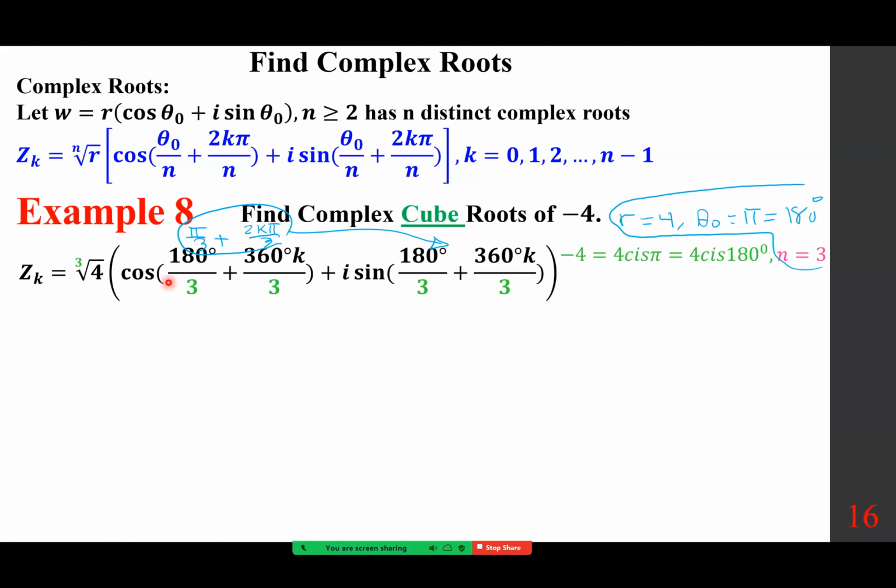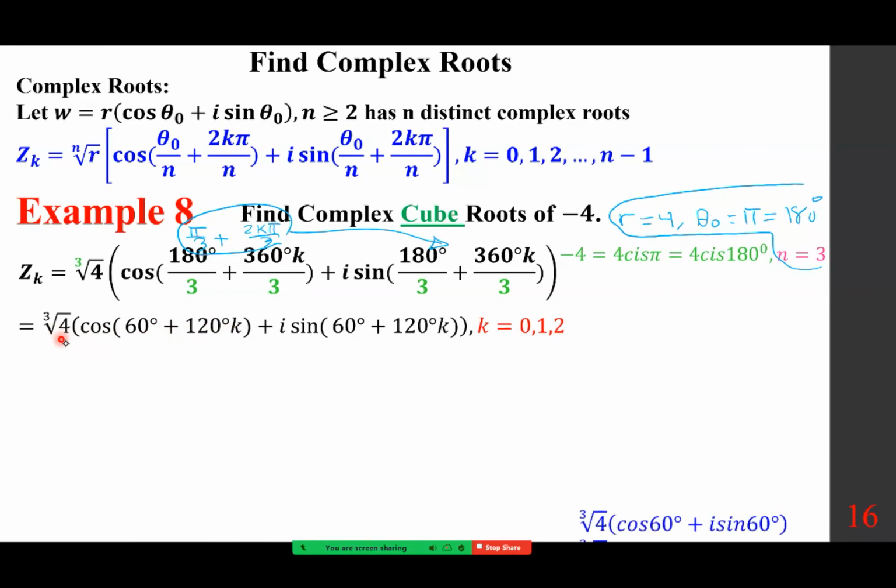So this remains unchanged. This one we divide by 3, we get 60. This one we divide by 3, we get 120 degrees times k. And k is 0, 1, 2, all the way to n minus 1. So 0, 1, 2, and it stops at n minus 1, n is 3, so we stop at 2. If I plug in 0, basically this goes away, so the argument is 60 degrees, and r is cube root of 4. If I replace the k with 1, I get 180 degrees, and r is cube root of 4. If I replace it with 2, 240 and 60 is 300. The argument is 300 degrees, and r is cube root of 4. So we have those three.